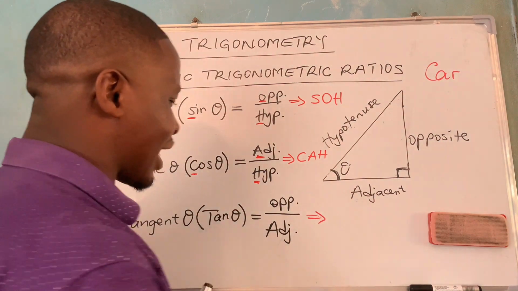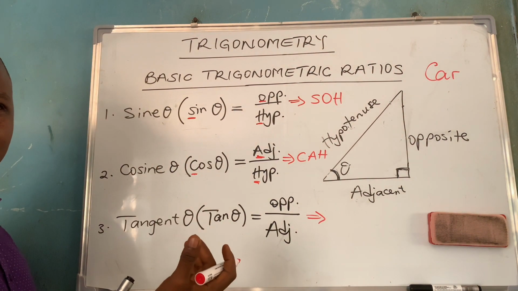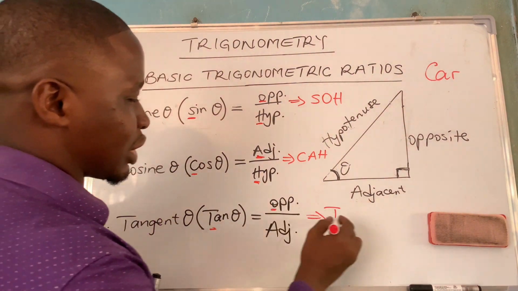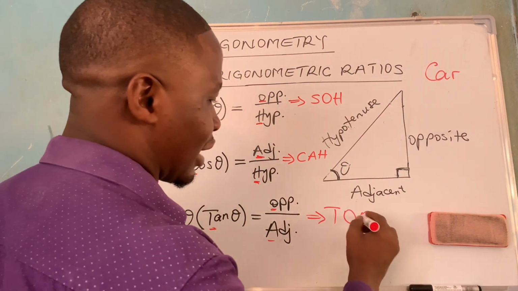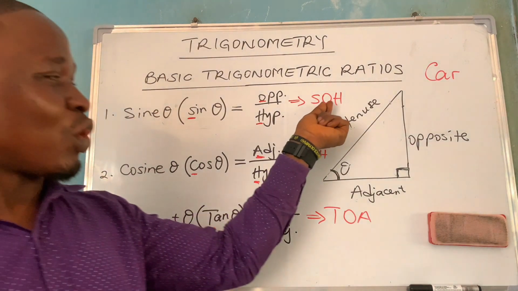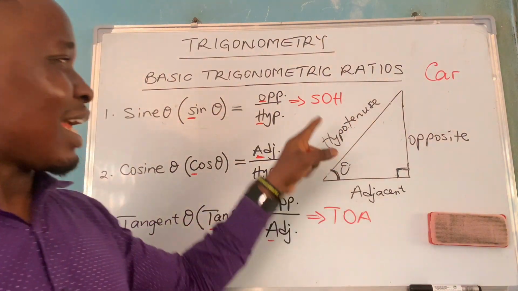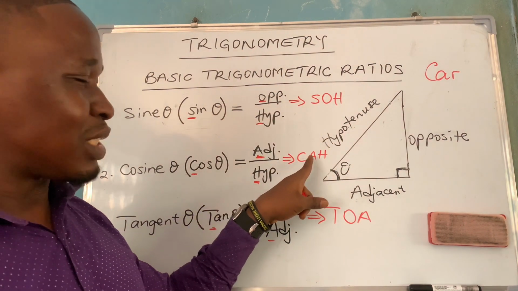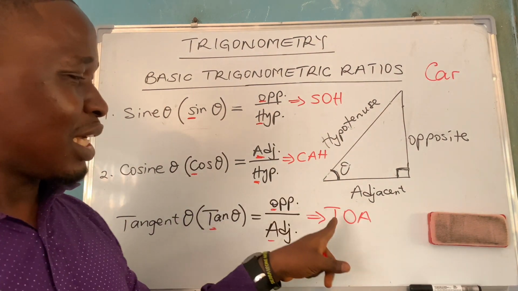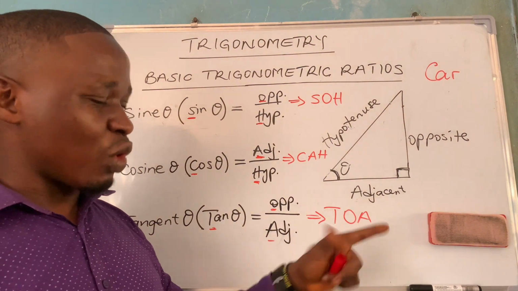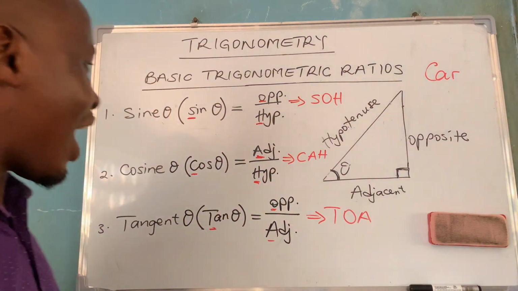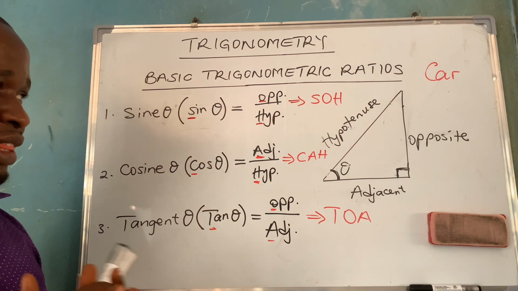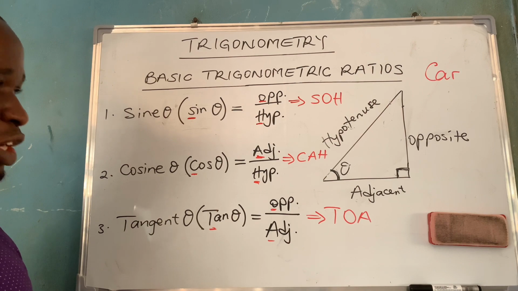Now the last one here is tangent. In short, we say tan. So that is T, that is O, that is A. So we have SOH: sine of an angle is opposite over hypotenuse. CAH: cosine of an angle is adjacent over hypotenuse. TOA: tangent of an angle is opposite over adjacent. So far, these are the three basic trigonometric ratios.